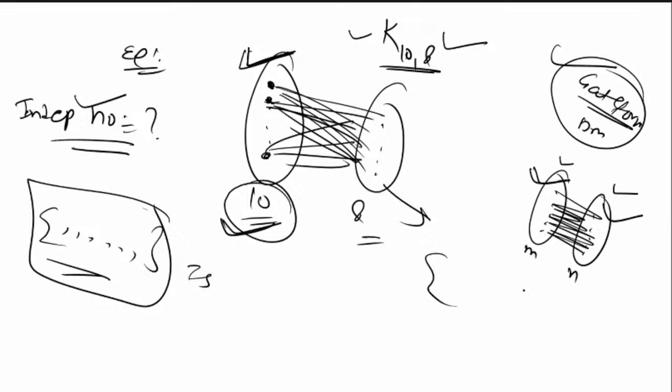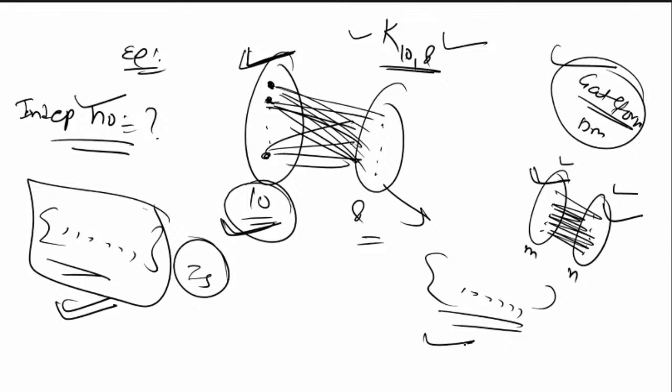Similarly, if you take this partition, all these 8 vertices, they will also make an independent set because there is no edge within this partition. In a bipartite graph, within a partition, you never have any edge. But remember, this has 10 vertices and this has 8 vertices, so this is the bigger independent set. Hence, the answer will be 10.